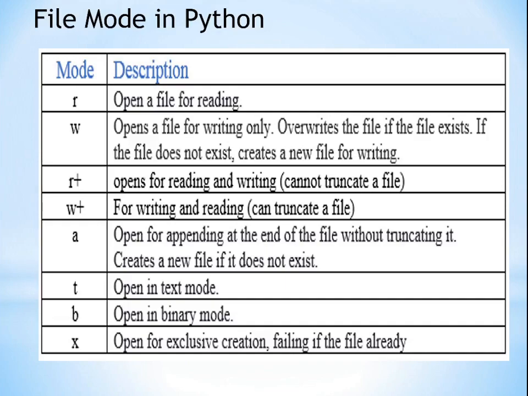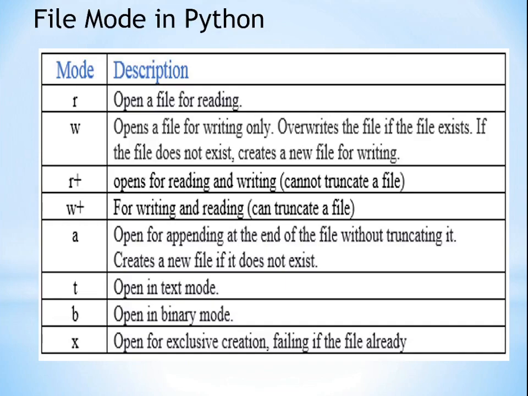For reading a file we use the initial R character. For write we use W. For reading and writing we can use R plus. For writing and reading we use W plus. And for append, everyone knows read and write, but append means we have to add text or data to an existing file without disturbing the previous file data.